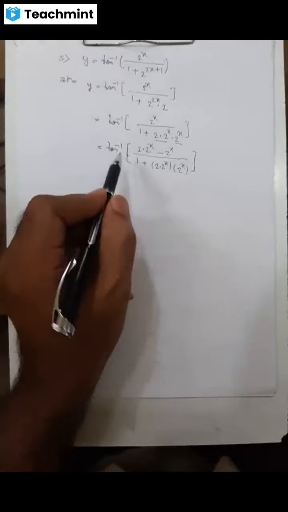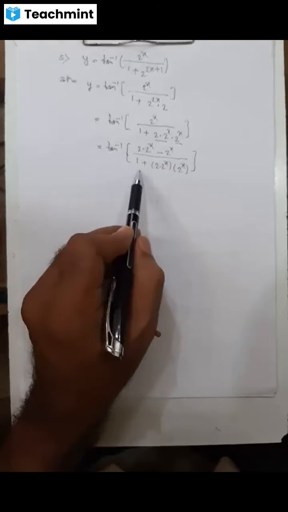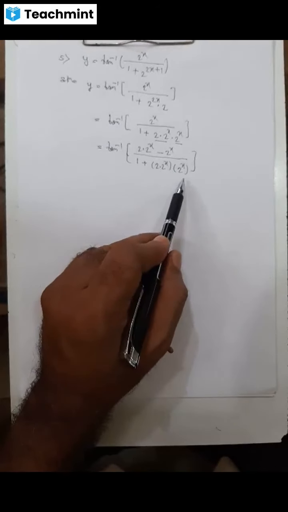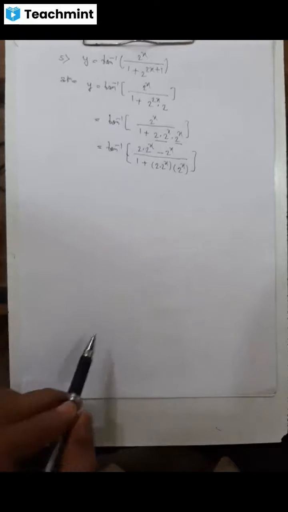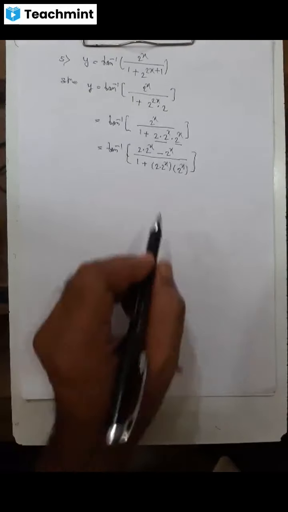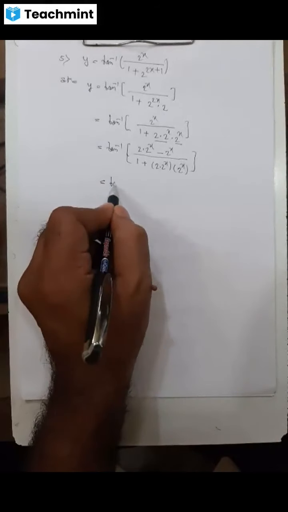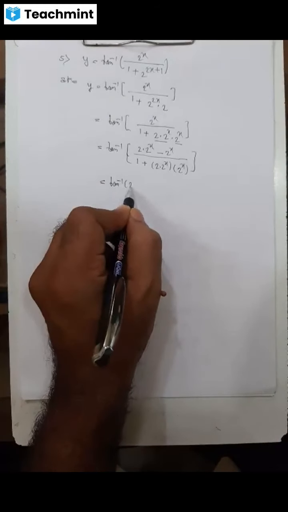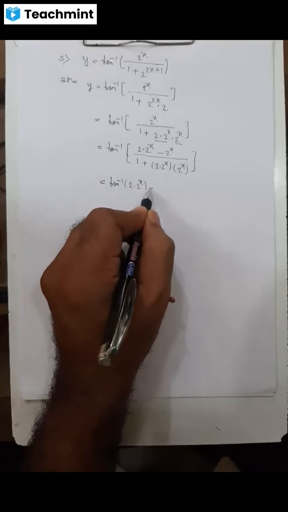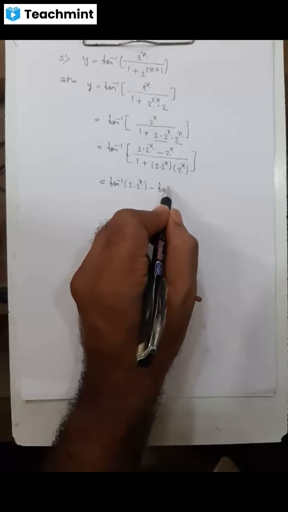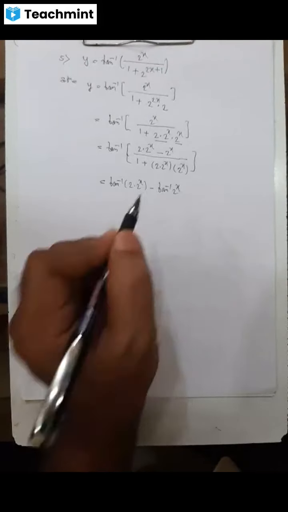You can compare with formula tan inverse a minus b divided by 1 plus a into b. There is no change. फक्त आपण सिम्प्लिफाय केल्या दिलेल्या प्रॉब्लेमला काही चेंज केलेलं नाही. 2 - 1 म्हणजे 1. And by formula, here tan inverse A means 2 times 2 to the power x minus tan inverse B means 2 to the power x.